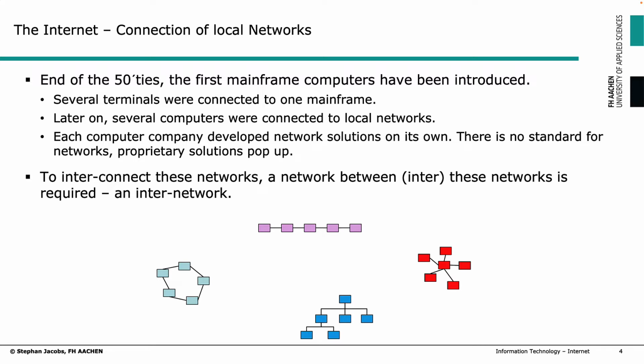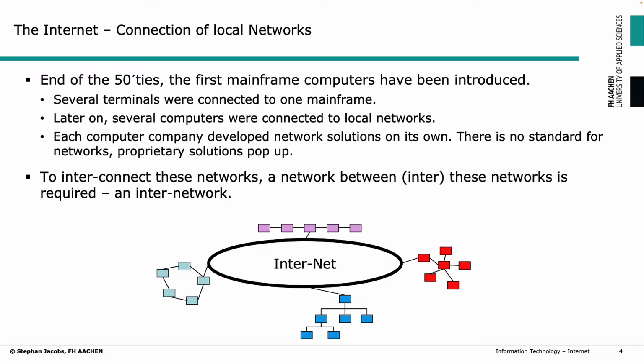We have used different topologies like a ring, like a star, like a tree, or like a line. And these shall simply represent different type of networks. And these networks haven't been really compatible to each other. So if you would like to connect these networks, something like a network between other networks is required. A network of networks, an internetwork. And this is actually where the name Internet comes from. The Internet is nothing else but a network, inter-networks.